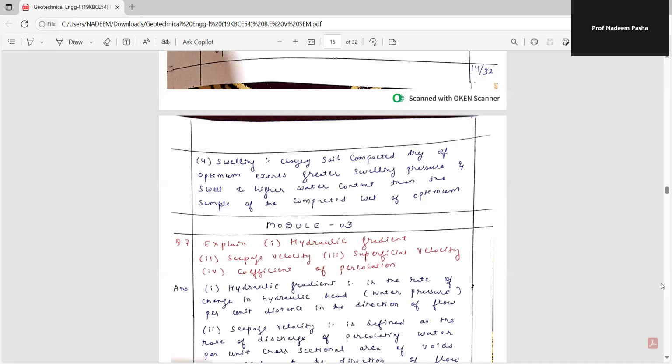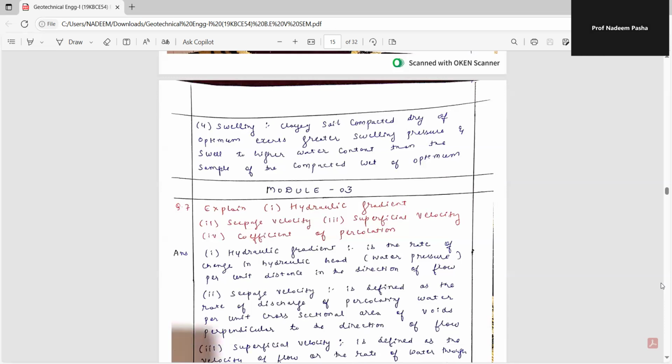Next, seepage velocity. What is seepage velocity? It is defined as the rate of discharge of percolating water per unit cross-sectional area of voids perpendicular to the direction of flow. Seepage velocity is a velocity at which the rate of discharge of water happens, and percolating water per unit cross-sectional area of voids perpendicular to the direction of flow. Direction of flow is very important.